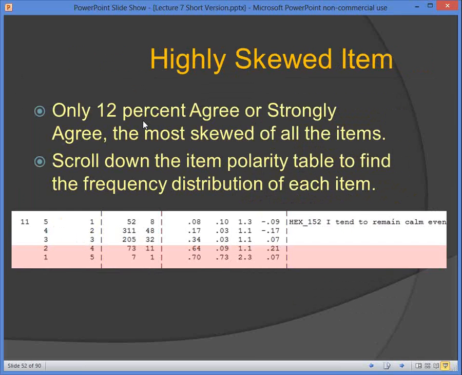All right. So we go back and we look at this item. This is item 11. Go to the item polarity table and scroll down.